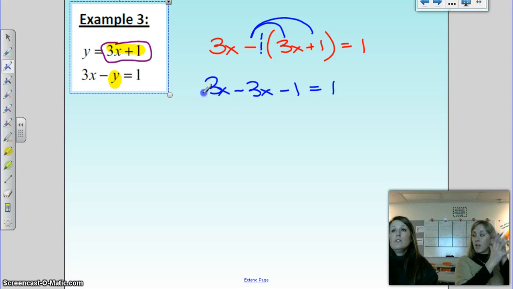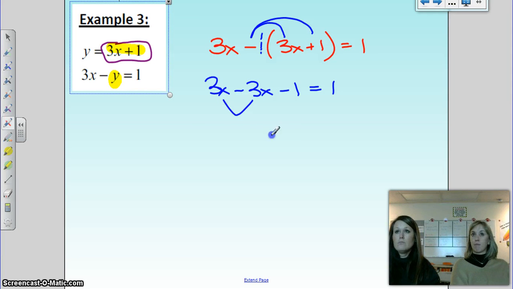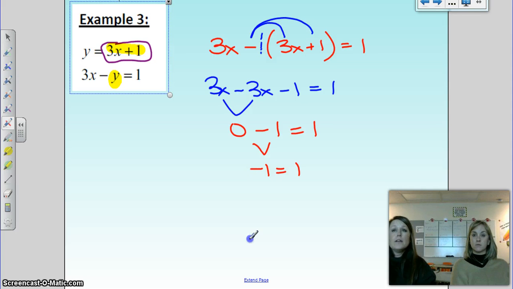So now we combine our like terms on the same side first. So 3x minus 3x is nothing. 0x or 0. 0 minus 1 equals 1. 0 minus 1 is? Negative 1. Negative 1 equals 1.